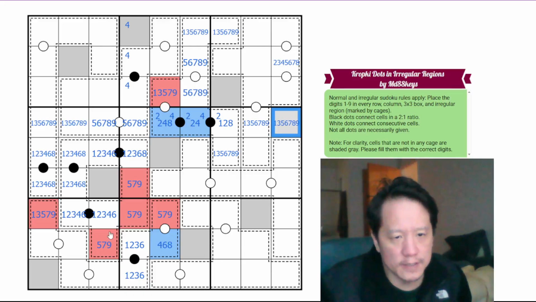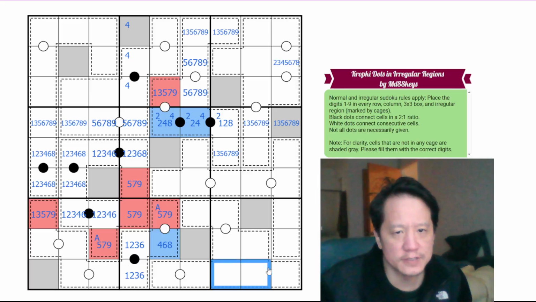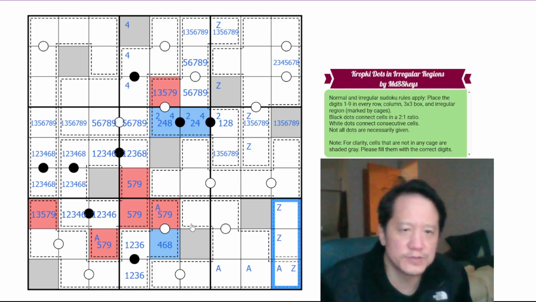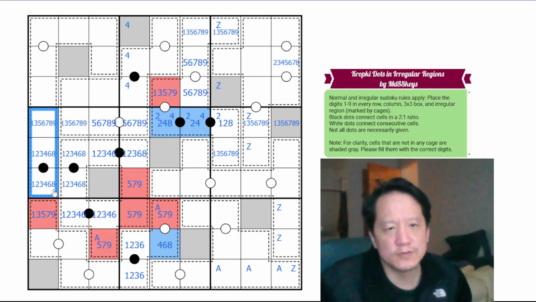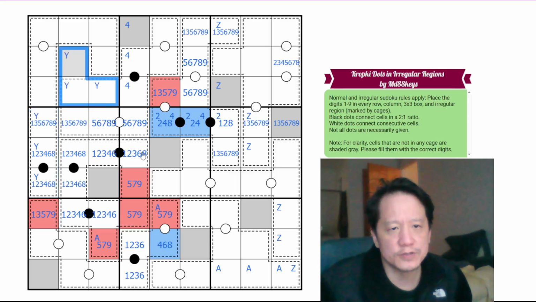So again, this is A. That's the same as that, so A has to be one of these 3. We'll make these Z. Z must be one of those 2, so it must match one of those 3. These 3 digits, we'll call them Y, must match those 3.